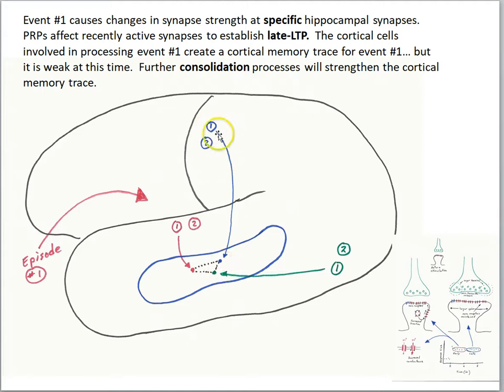Now, there are cortical changes going on as well, because after all, the cortex was processing the perceptual aspects of the episode, but the idea is that any synaptic changes up there in the cortex are weak at this time. Further consolidation processes will strengthen the cortical memory trace, and that's what we meant by consolidation, that there's a reorganization of the memory where the cortex will become more and more active for later retrieval.